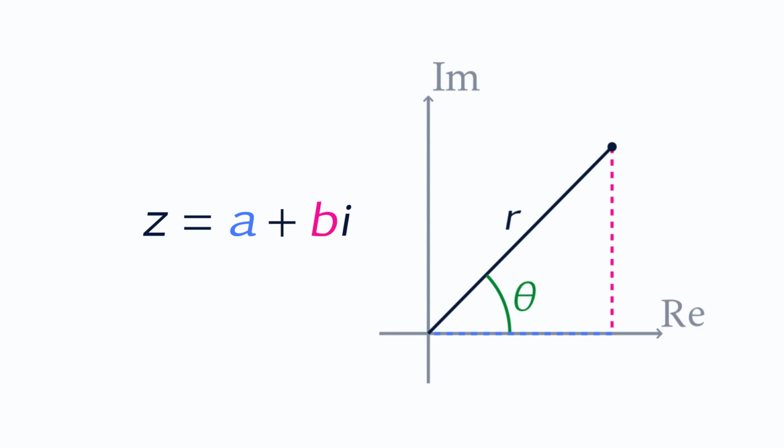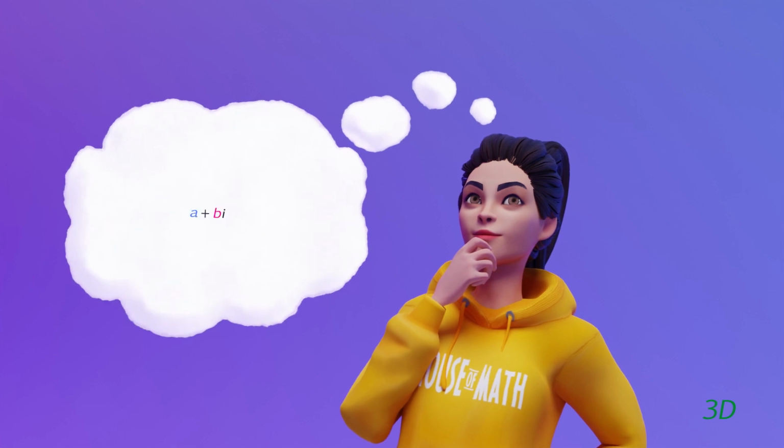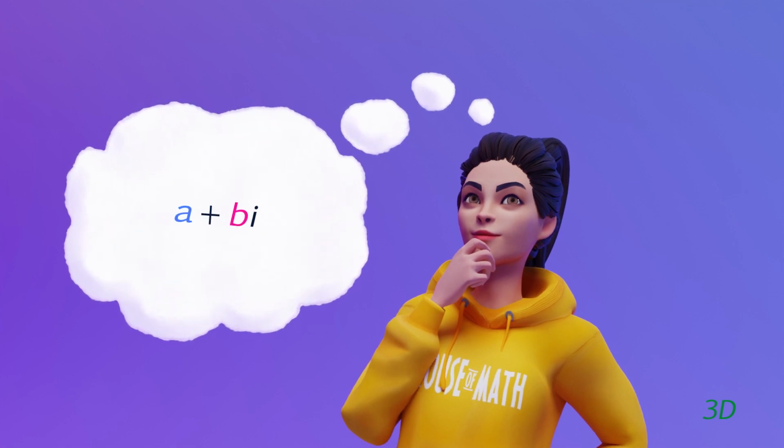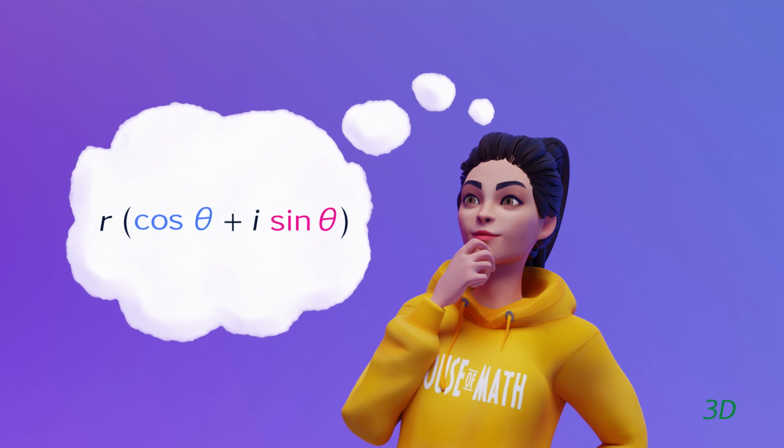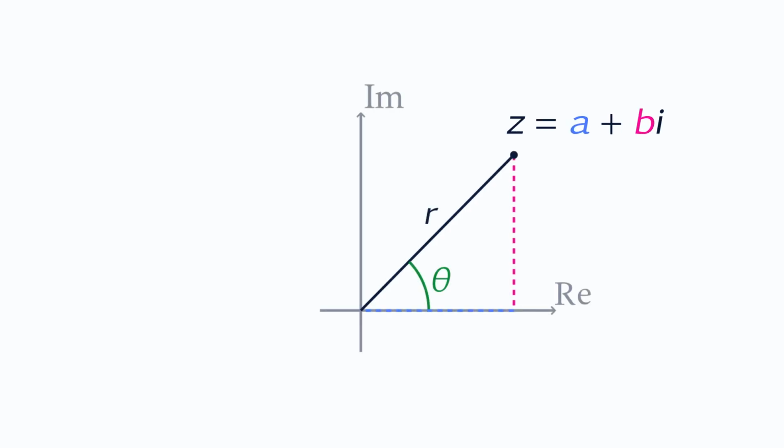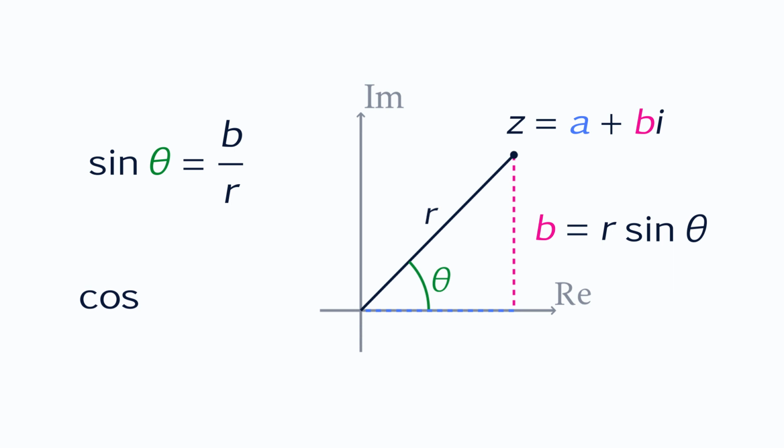Now you want to rewrite z using r and theta instead of a and b. Let's study how the expressions a plus bi and r times the cosine of theta plus i times the sine of theta are related by using some trigonometry. You know that the sine of theta equals the opposite leg over the hypotenuse, or b over r. This means that b equals r times the sine of theta. You also know that the cosine of theta equals the adjacent leg over the hypotenuse, or a over r. This means that a equals r times the cosine of theta.